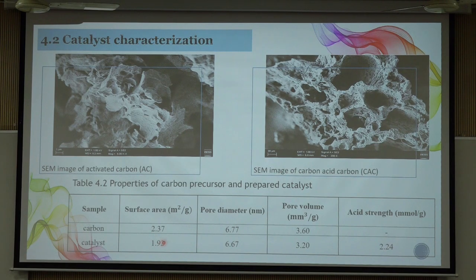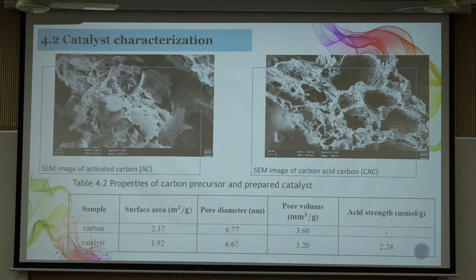So the total surface area is just 1.92 millimeter square per gram compared to just the carbon. And also the pore volume is almost similar, I can say 3.6 and 3.22 millimeter cube per gram. Then we have the acids around 2.25 because we want to convert it into the acid catalyst.